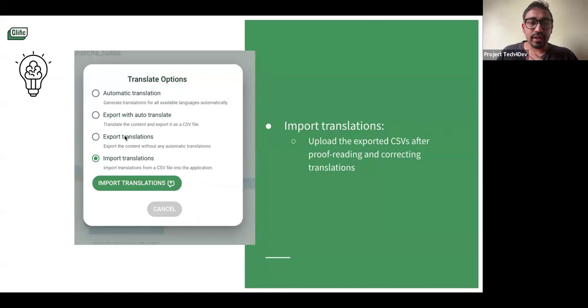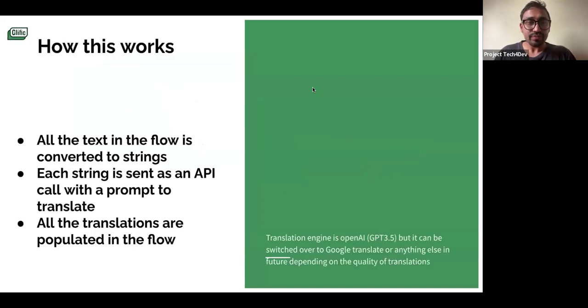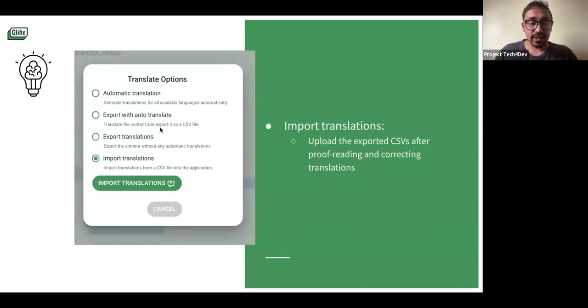Export translation: once you export translation, all you have to do is import translation. Once you import translations, you will get a way to select your CSV and upload it. These are the exported CSVs after proofreading and correcting translation. That's what import translations does. So overall, that is how this works.